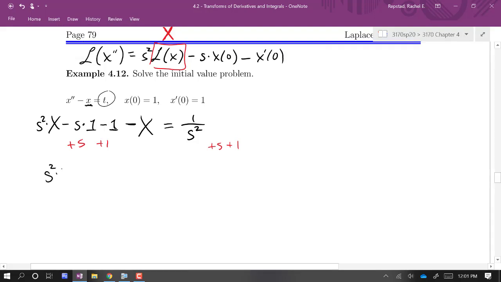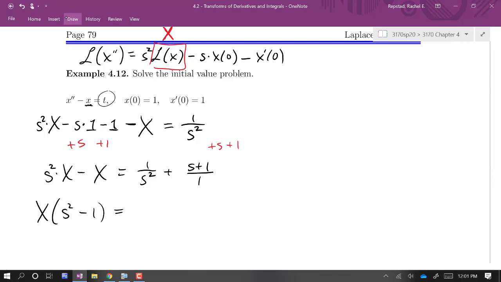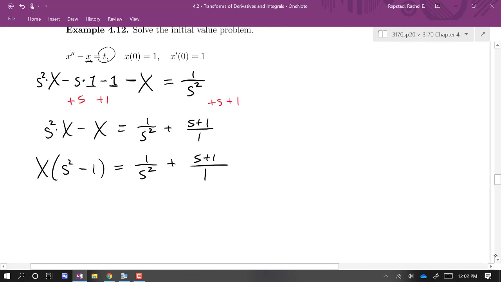So we have s squared times X minus X equals 1 over s squared plus s plus 1. There's a couple things I'm going to do. First of all, I'm going to view this as s plus 1 over 1. And then on the other side of the equation, I'm going to factor out the big X. So we have X times s squared minus 1. On the other side, let's see, I'm going to solve for big X here by dividing both sides by s squared minus 1.